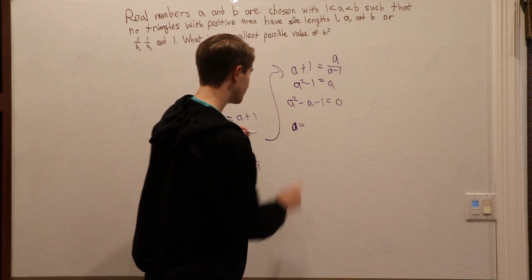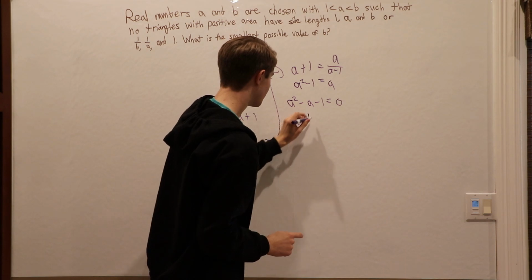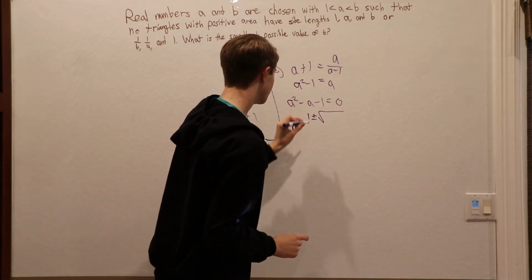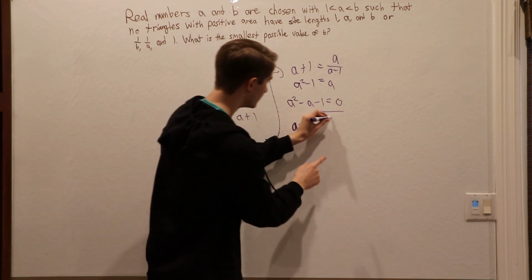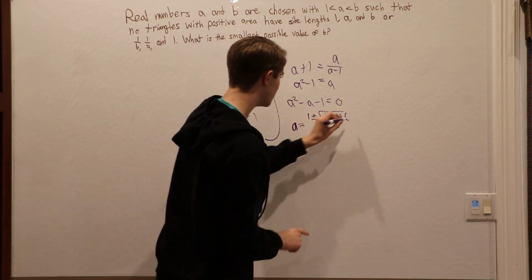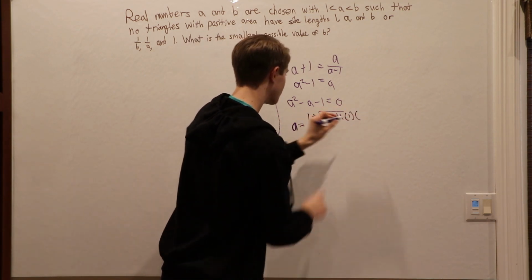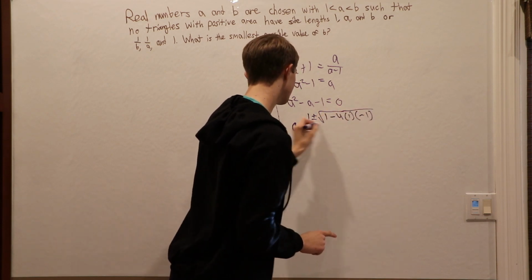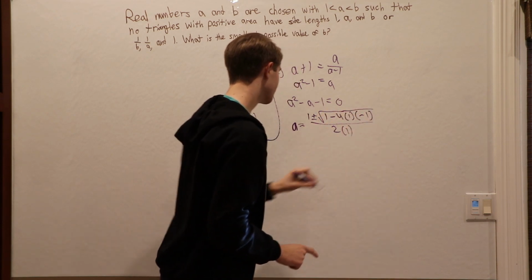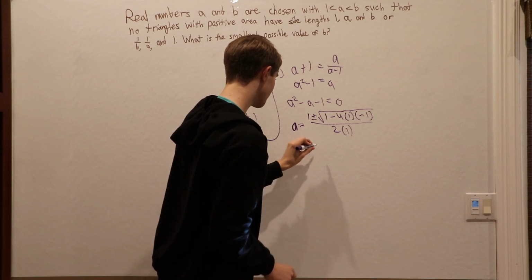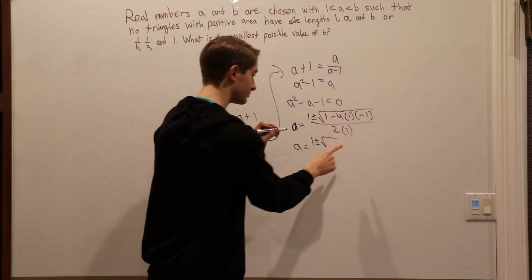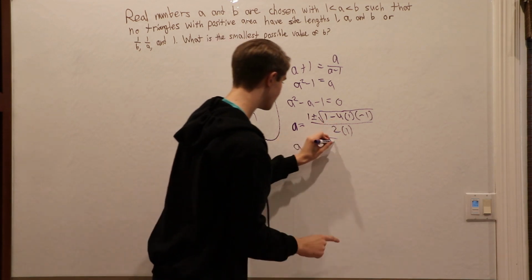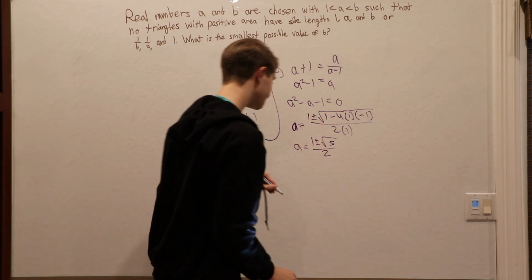So you get a is equal to, b is negative 1, so we get positive 1, plus or minus the square root of b squared is 1, and then minus 4 times a is 1, and then c is negative 1. Divide by 2 times 1 here. So this gives us a is equal to 1 plus or minus the square root of negative times a negative is positive, so this is 1 plus 4, which is 5, over 2.